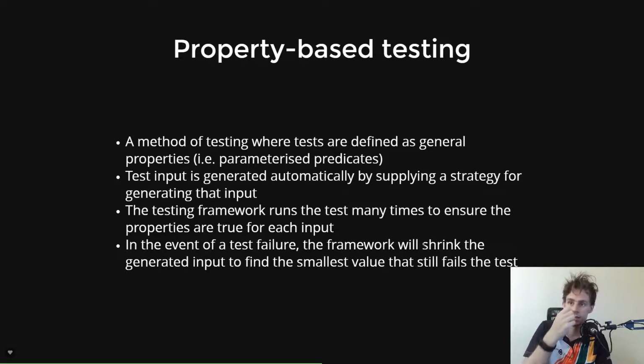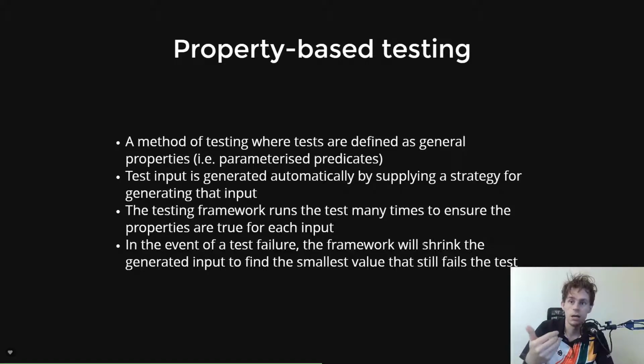So this is where property-based testing comes in. Property-based testing is a method of testing where tests are defined as general properties. What that means is, you say, okay, for this test, here is a property about, I want to populate the first name or the last name. It's essentially just an abstraction where you're not writing things out manually. So test input is generated automatically by supplying a strategy. We'll talk about what a strategy is soon, but a strategy might be, I want to test all random strings up to 20 characters.